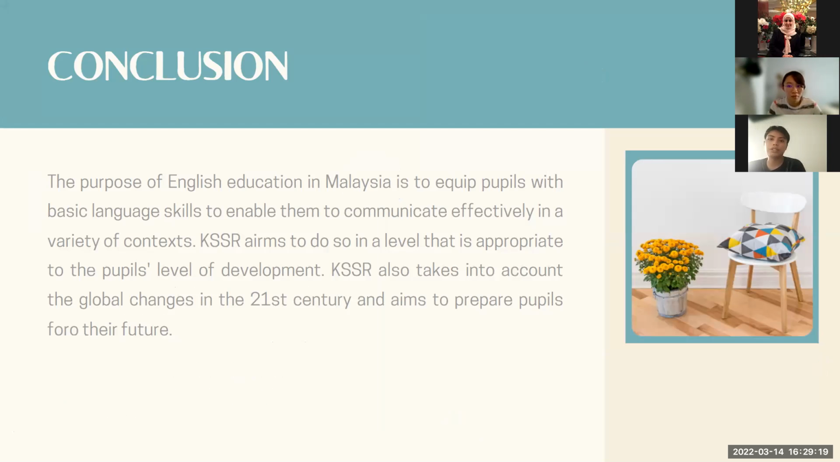So for the conclusion, the purpose of English education in Malaysia is to equip people with basic knowledge to enable them to communicate effectively in a variety of contexts. KSSR aims to do so at a level that is appropriate to the pupil's level of development. It also gives emphasis to creative and critical thinking, as well as reasoning skills, as I mentioned earlier, which is incorporated in learning standards. This is to enable pupils to solve problems, improve their decision making, and express themselves in creative, simple language.